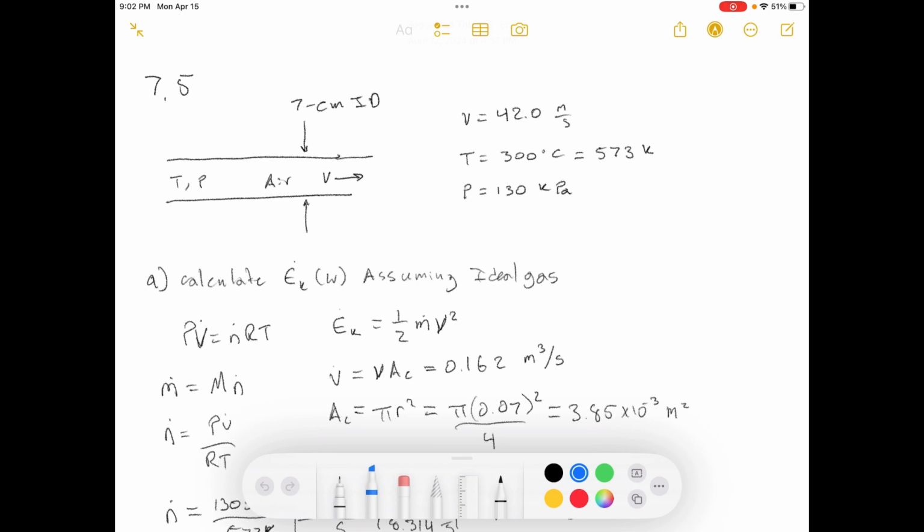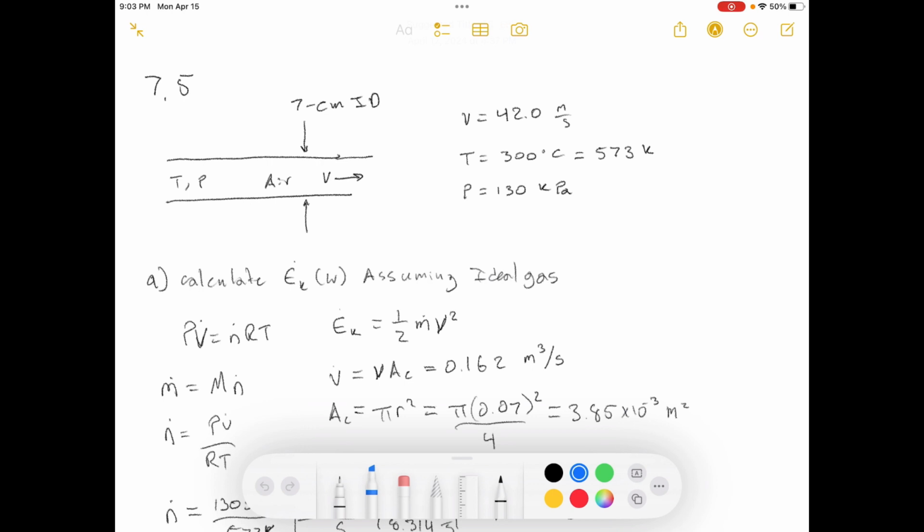Today we're working out of Elementary Principles of Chemical Processes, 3rd edition, and we're doing problem number 7.5. It says air at 300 degrees Celsius and 130 kilopascals flows through a horizontal 7 centimeter inner diameter pipe at a velocity of 42 meters per second. Part A, calculate kinetic energy rate in watts, assuming ideal gas behavior.